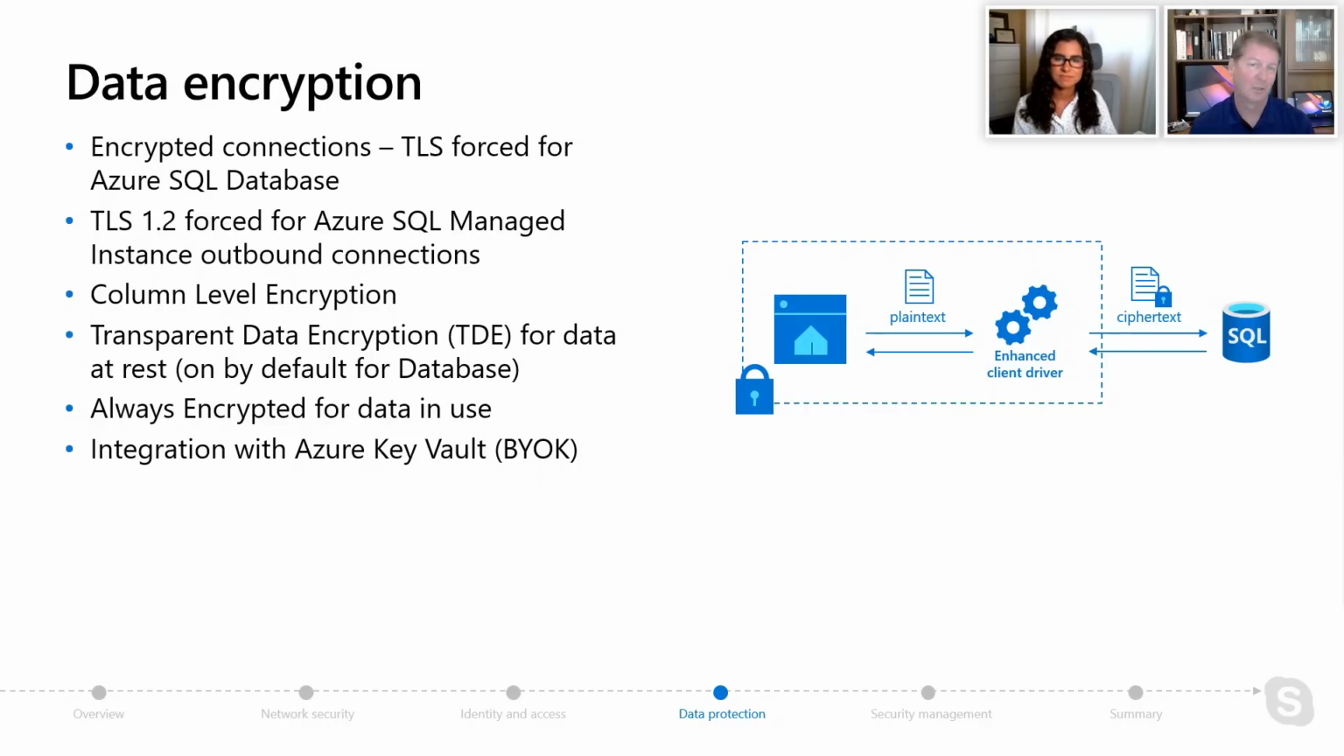The latest versions are a little more secure. So you can even force that applications use a specific version of TLS as minimum to Azure Database or managed instance. Now we do common level encryption just like we do in SQL Server. All those encryption options are there.